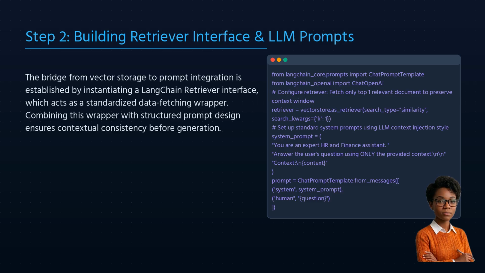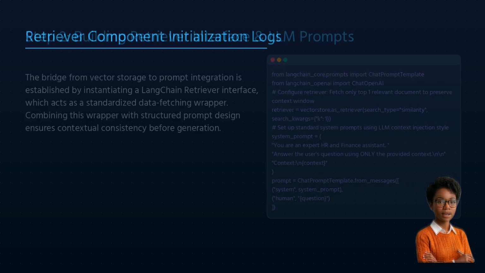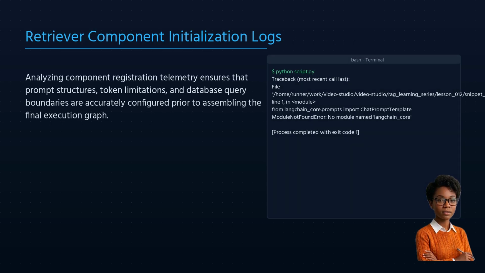Let's look at how the prompt is structured in code. Upon running our component pipeline script, the output shows successful setup confirmation. This validates that our retriever object, our customized system prompt structure, and our GPT-4o mini model have loaded properly with 0 library conflicts. This stage ensures our pipeline pieces are ready for seamless composition using LCEL.